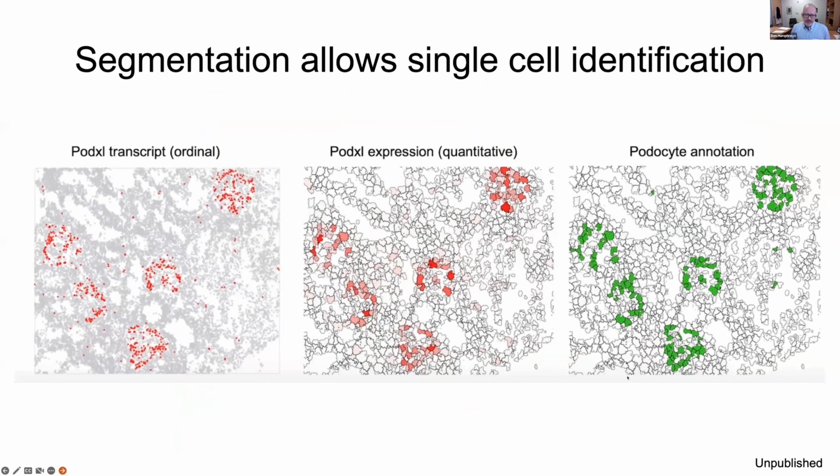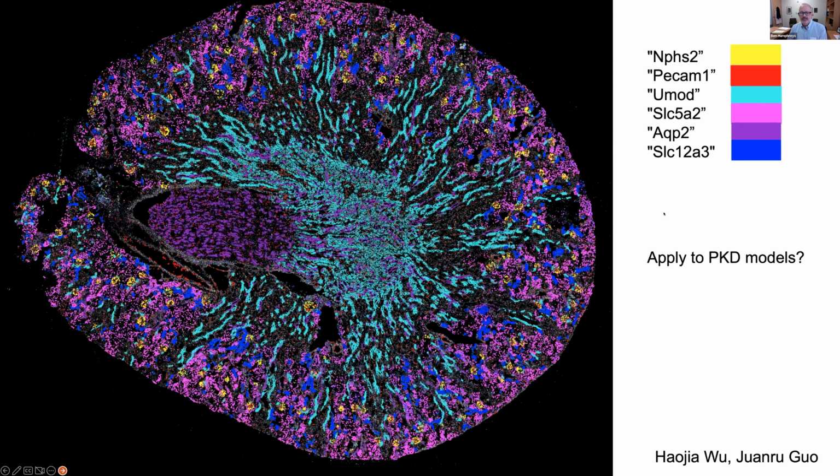And then with a tremendous amount of work, we were able to figure out ways to segment cells. And you can see here we're looking at podocytes. Each dot is an mRNA molecule, a single molecule of podocalyxin, and we can now begin to reconstruct glomeruli in this spatial map. And here's a higher resolution image of a whole kidney with these 6 genes according to this Cartana. And so the question is really, we'd love to apply this to PKD models.